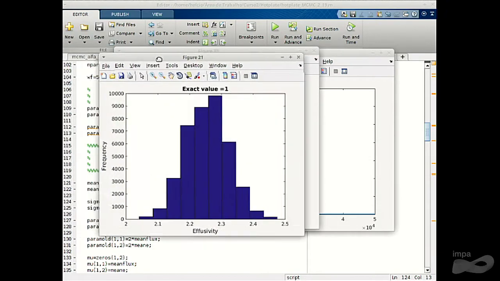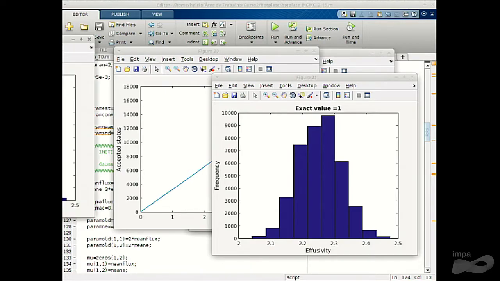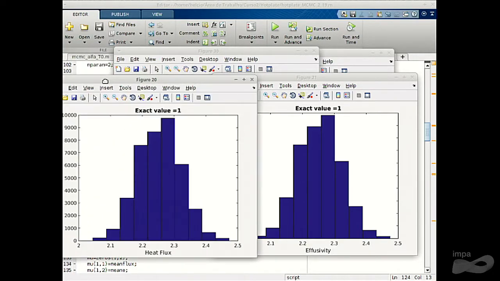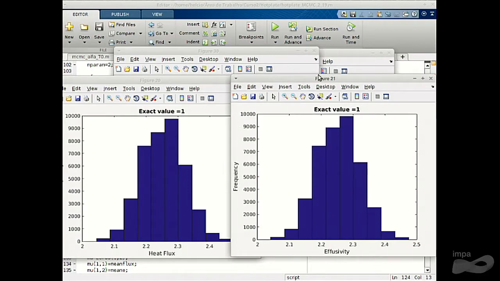Effusivity, centered about like 2.25. And let me put here side by side the histogram for the heat flux, centered also around 2.25. And if you take a look at those two histograms, they're exactly the same. They're exactly the same because the chains are completely correlated, right? They're completely correlated.